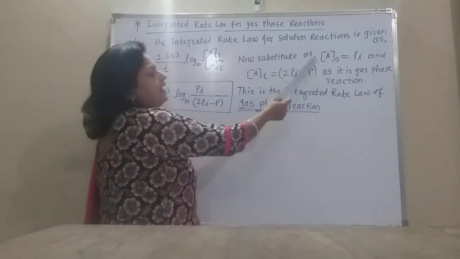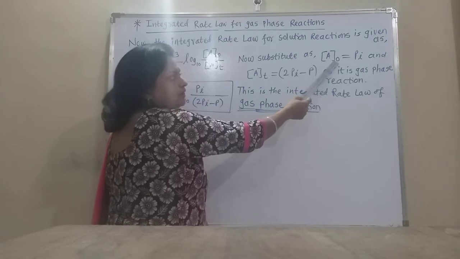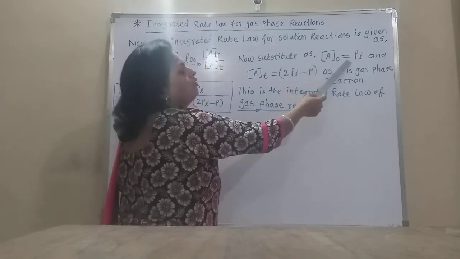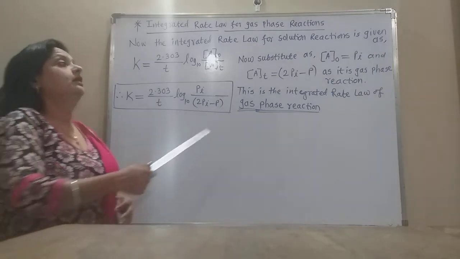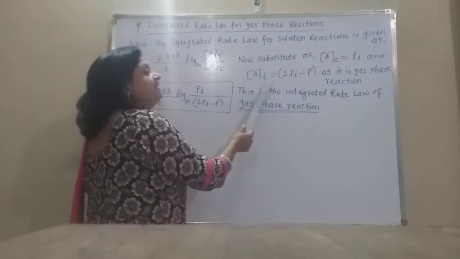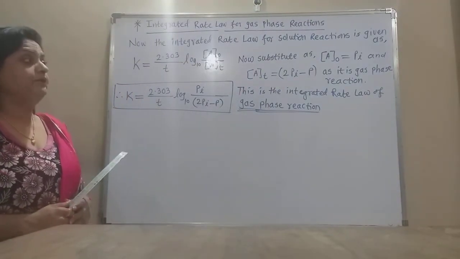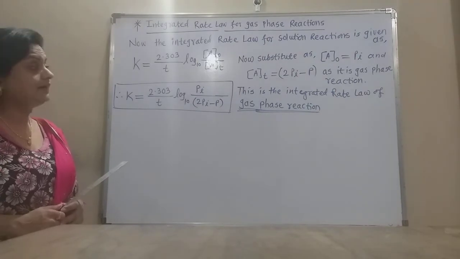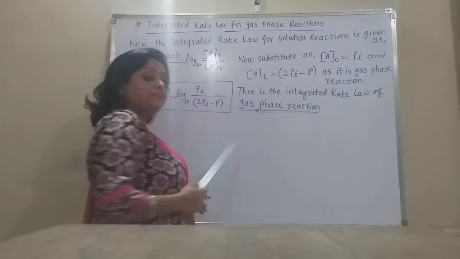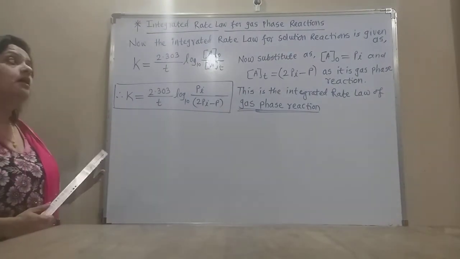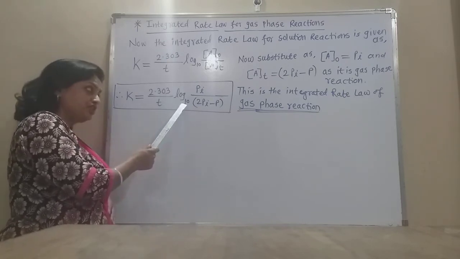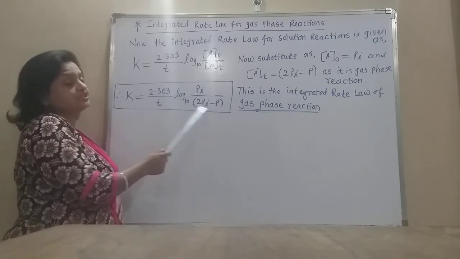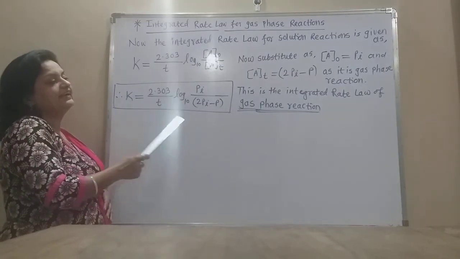Now substitute for A0, the initial concentration of gas A. Here it is the pressure, because it is a gaseous reaction, so the initial pressure is Pi. So substitute A0 equal to Pi and At equal to twice Pi minus P, because it is the pressure of gas A after time T. As it is a gas phase reaction, the concentrations are replaced by the pressures. Now K is equal to 2.303 divided by T, log to the base 10 of Pi divided by twice Pi minus P. This is the integrated rate law for the gas phase reaction.